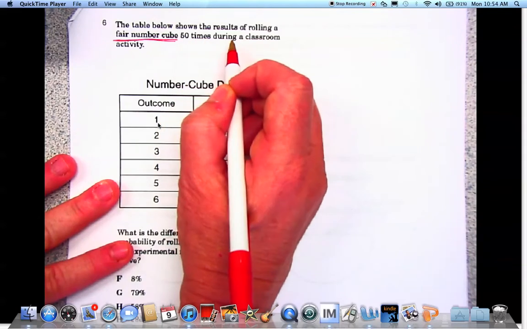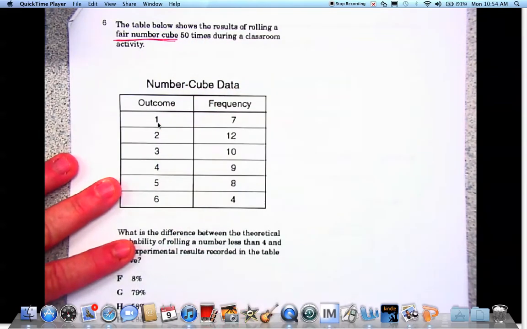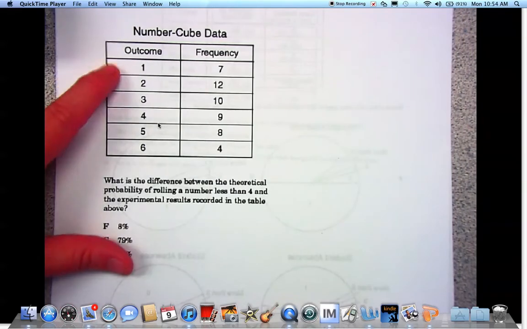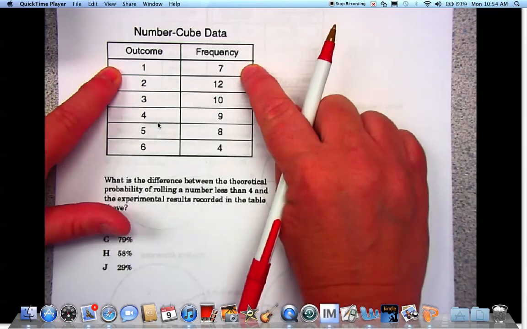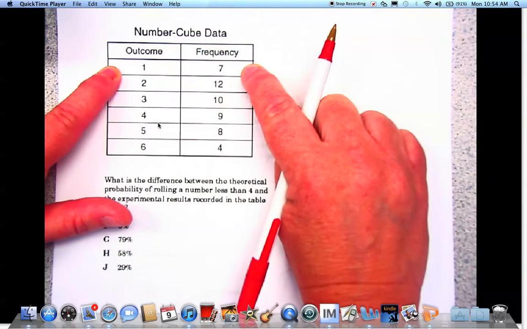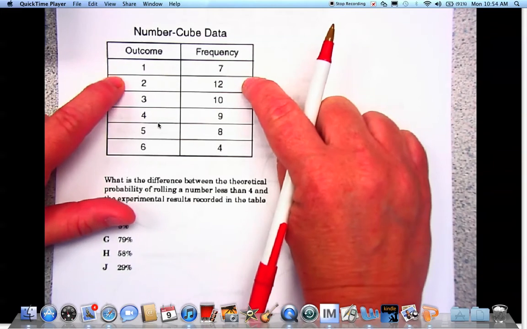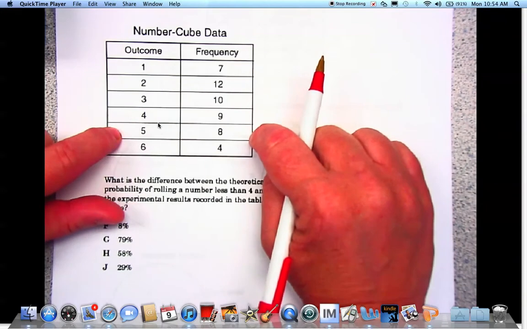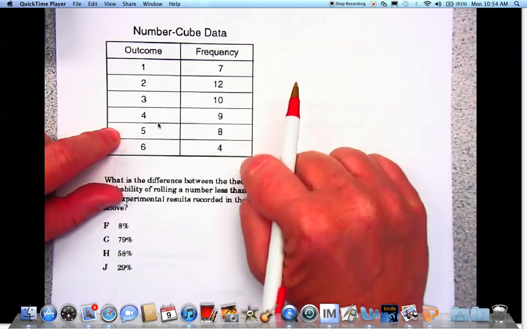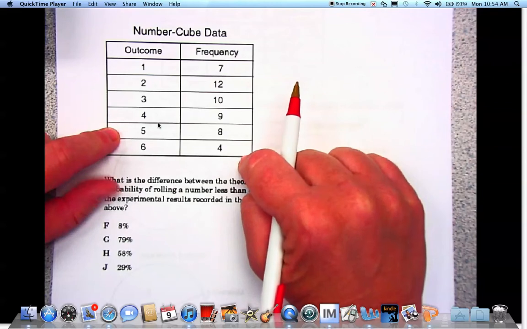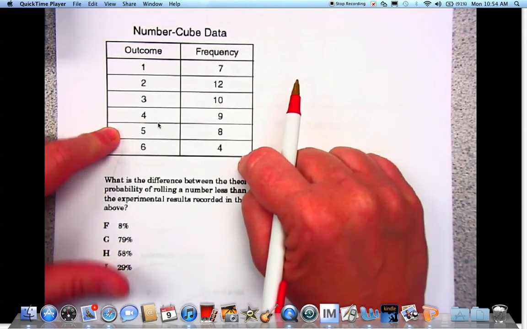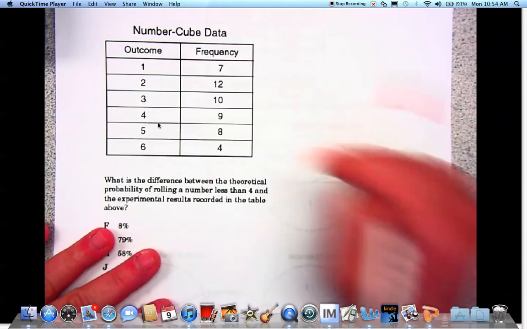And they rolled it 50 times during a classroom activity, and this is what happened. What does this mean? Outcome 1, frequency 7. It rolled the 1 7 times. Yes, you got a 1 7 times, you got a 2 how many times? 12, and a 3, 10, a 4, 9, and 5. What would you expect all these to be? The same, okay? But obviously, when you actually do it, it didn't turn out quite like you had expected. You expect them all to be equal.